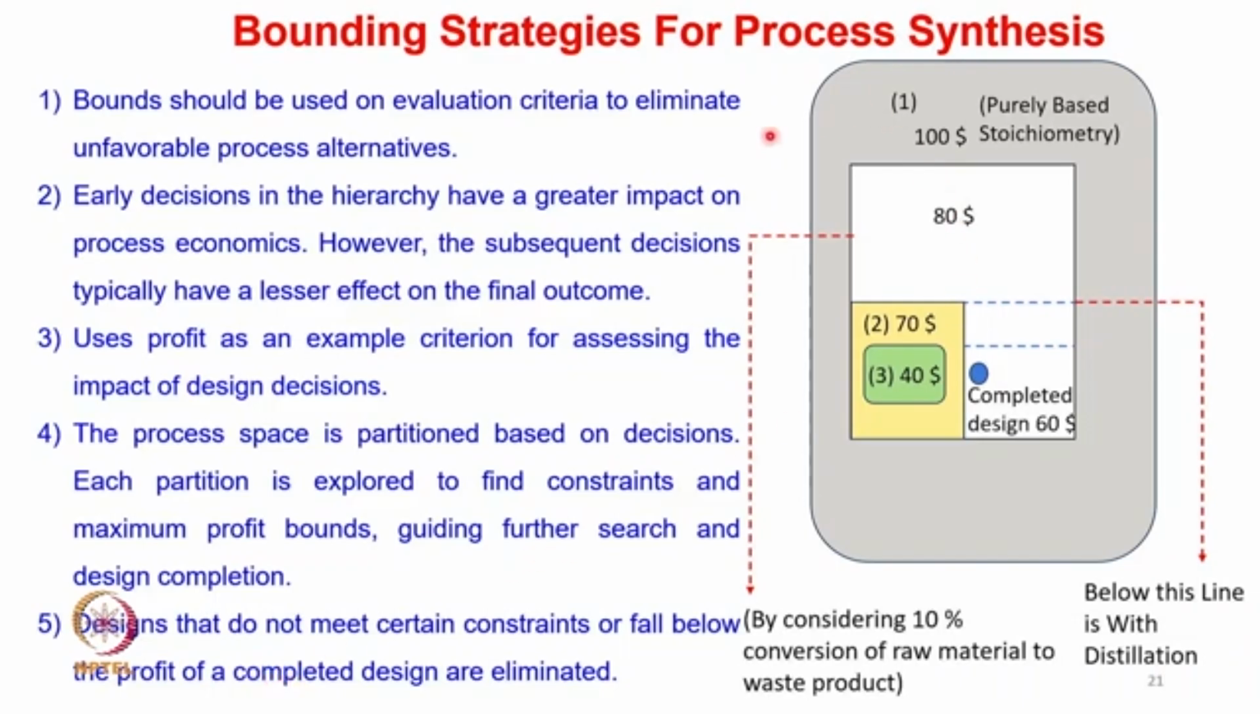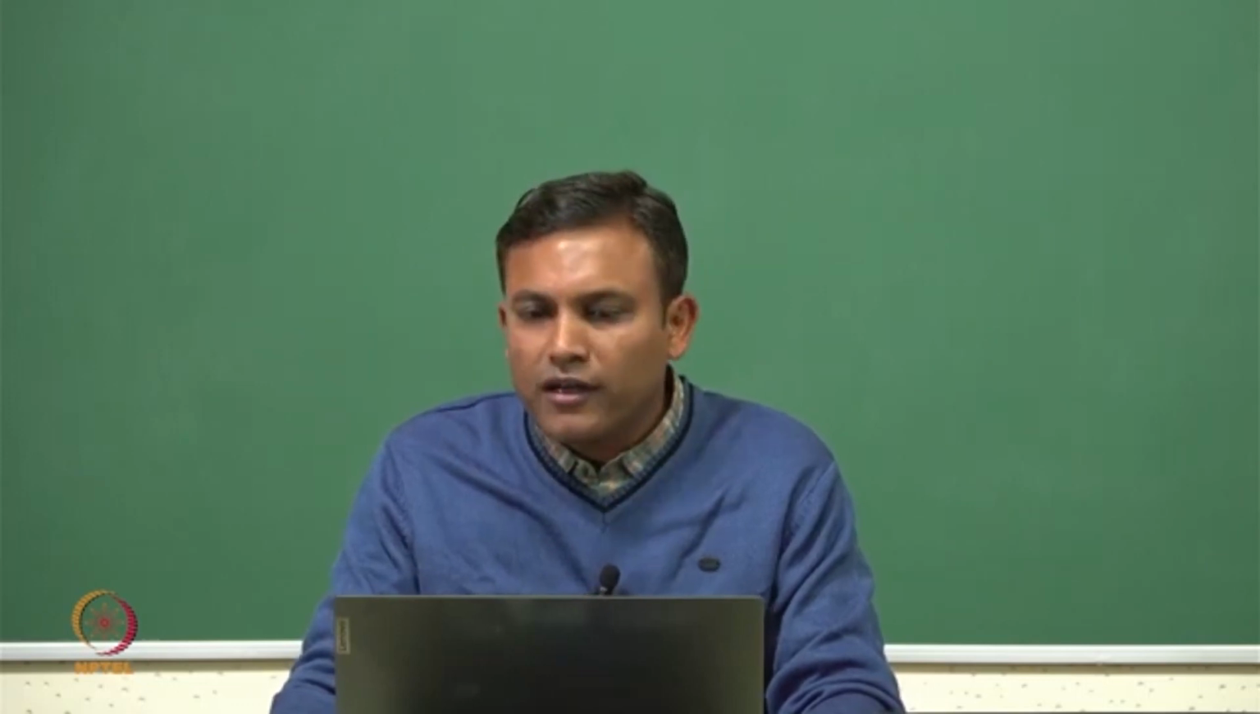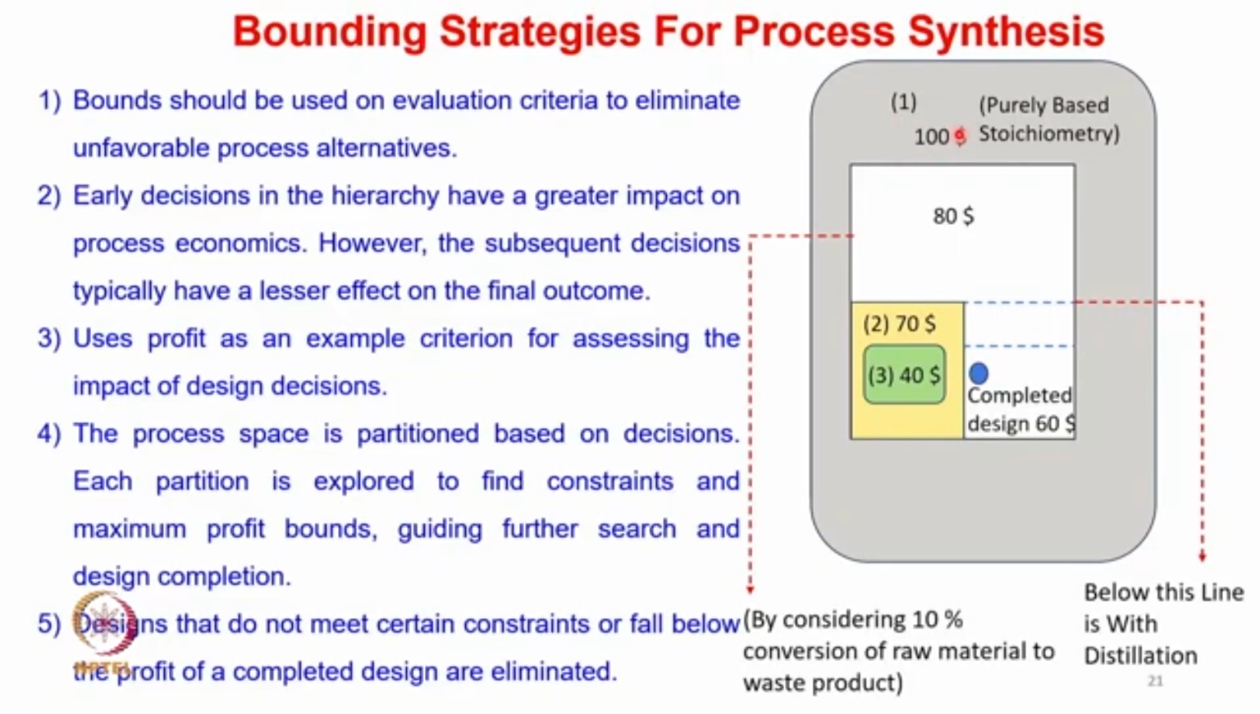A common example is taken here. Let's say you have a reaction occurring in the process, and based on pure stoichiometry you calculate the profit, and it comes out to be $100. But let us assume this reaction also has a side reaction where around 10% of the raw material is converted to a waste product. So if we account for this side reaction, the actual maximum profit we can earn comes out to be $80. So we can see that the initial search space has been reduced by using another block, the white colored block here.